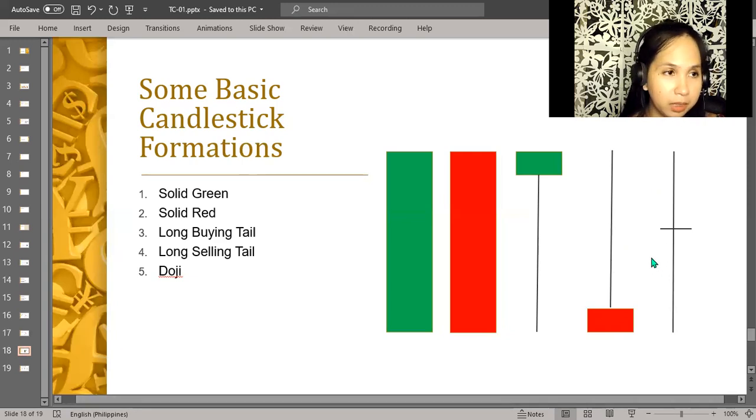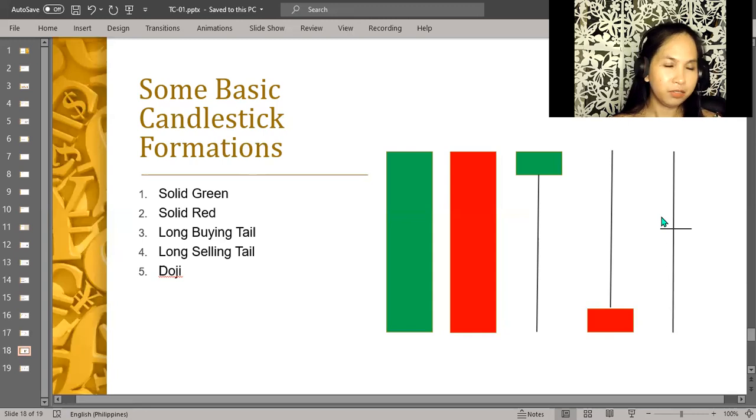Now, lastly, we have this image on the right most part. It's got no color, no body, tall. It can be tall, it can be short. It looks like a cross. So this is a doji, and this is an indecisive candle, meaning it's neither bullish nor bearish. So this one closed on the same price where it opened. It has no body, that's why it has no color. And depending on its position on the chart, the doji can be meaningless in non-trending price action, or it can be a meaningful sign of reversal in trending charts.